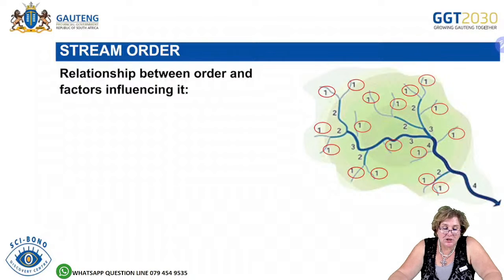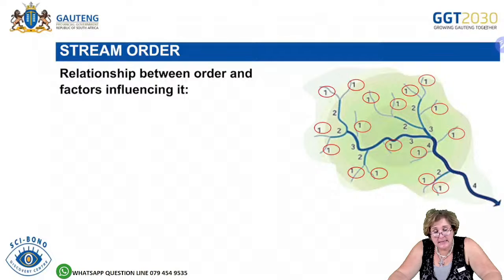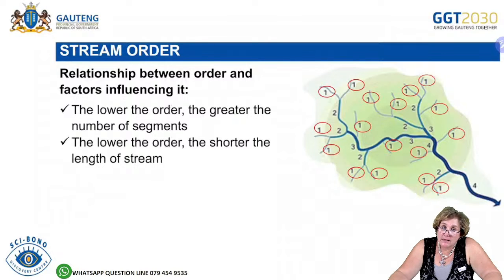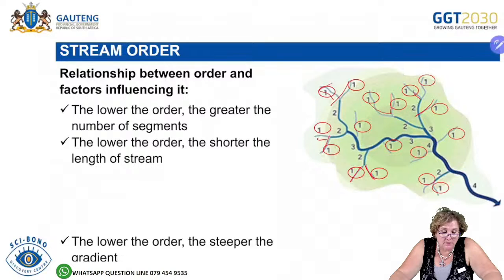Now what is the relationship between stream order and the factors that influence it? The lower the order, the greater the number of segments. The more smaller segments I have, the more tributaries I have. The lower the order, the shorter the streams. Now I want you to look at that diagram. Look how short these small first order streams are. The lower the order, the shorter the length of the stream.